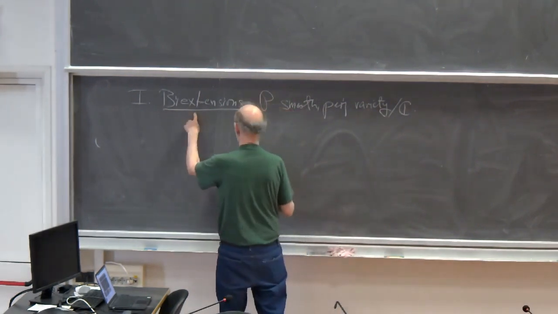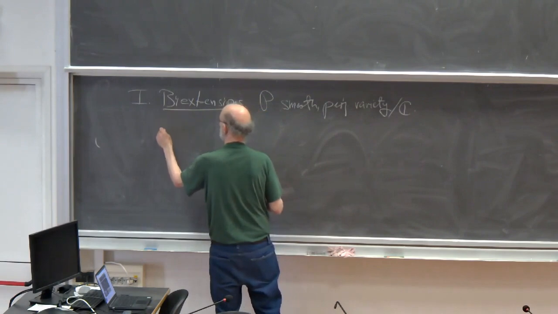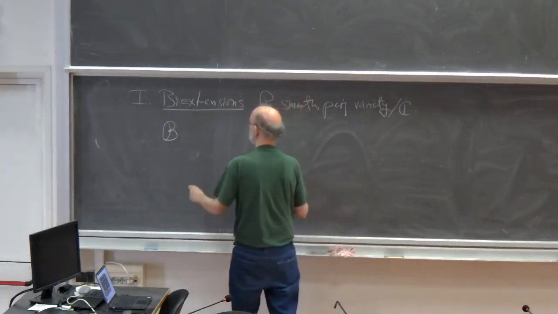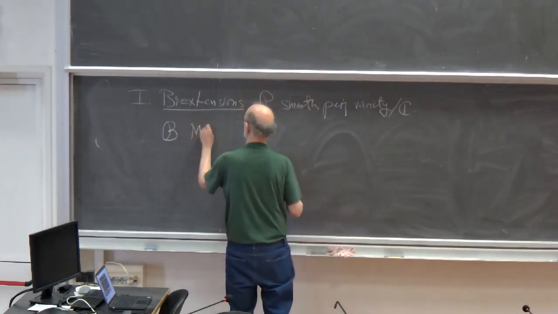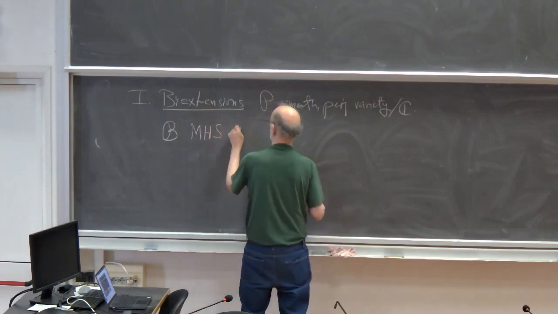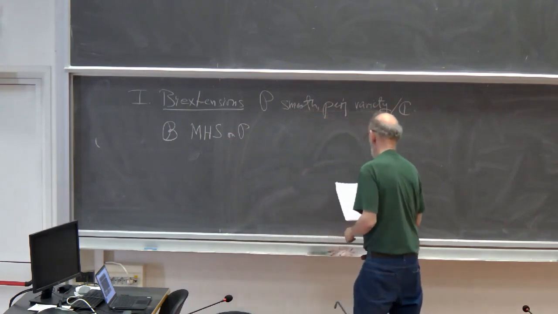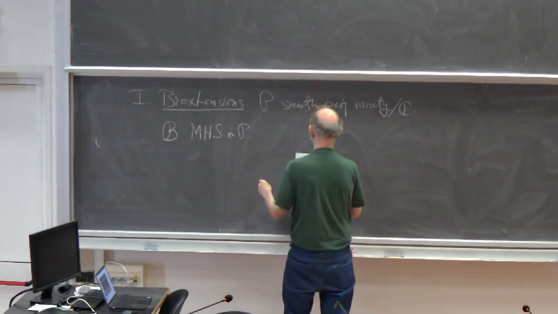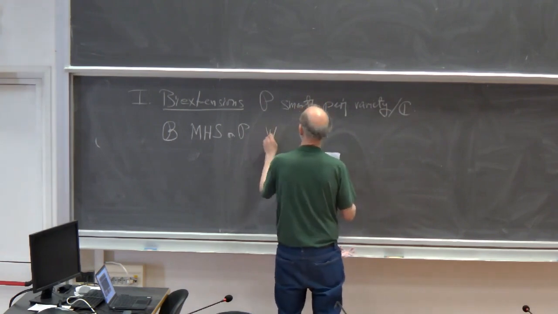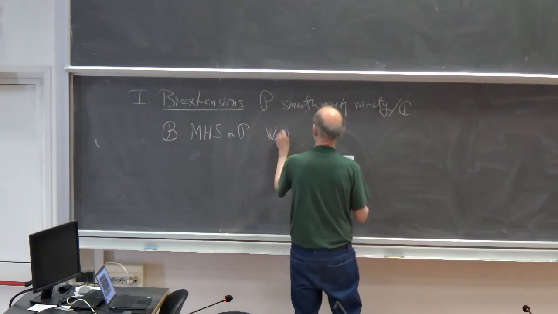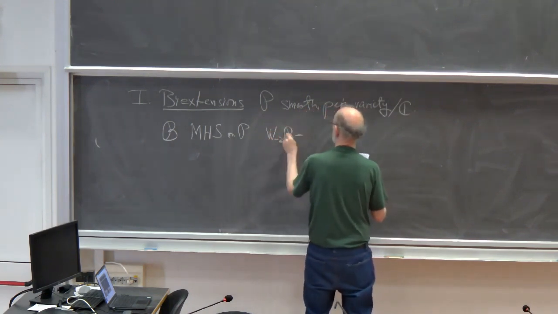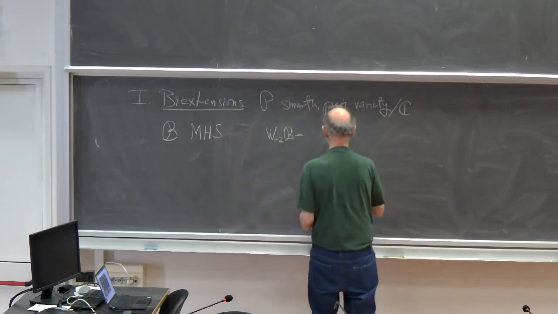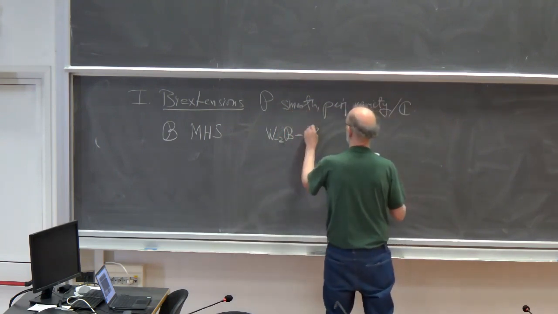So we want to understand what a Biextension is. Well, I'll just repeat what was said in the last lecture. B is a mixed Hodge structure on P in this case. Where W minus 2 of B is, well, it's just a mixed Hodge structure. I shouldn't say on P. W minus 2 of B is Z of 1.